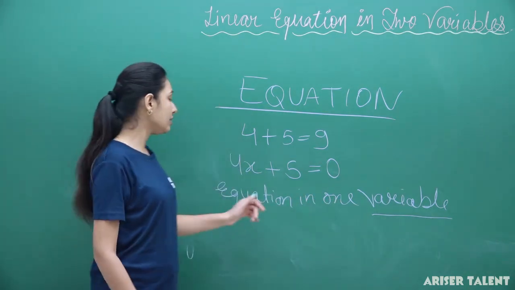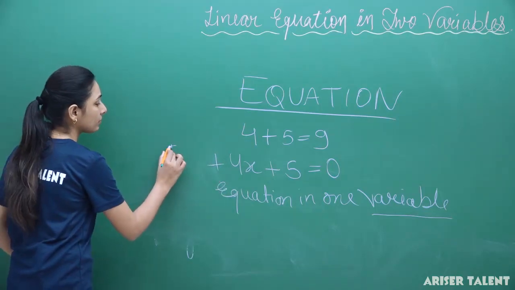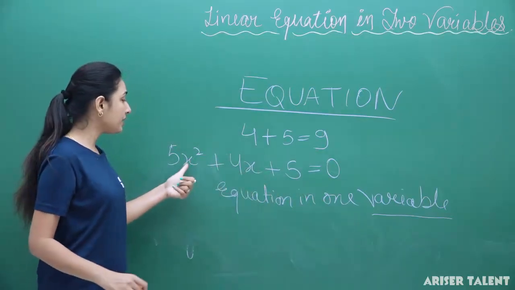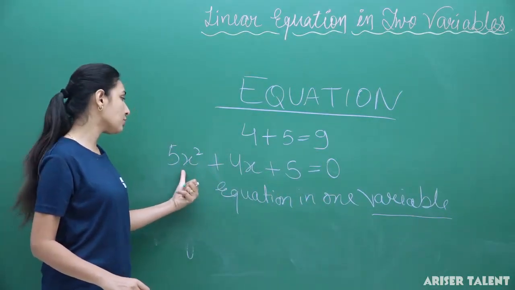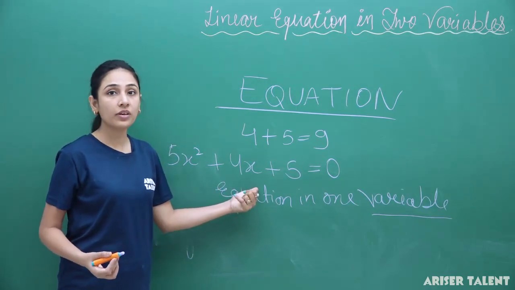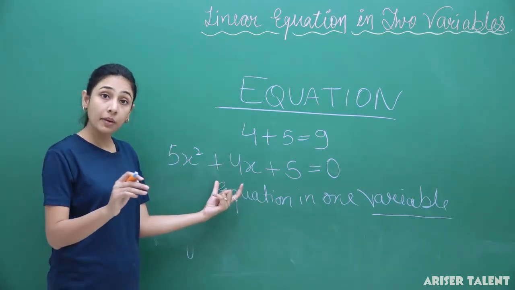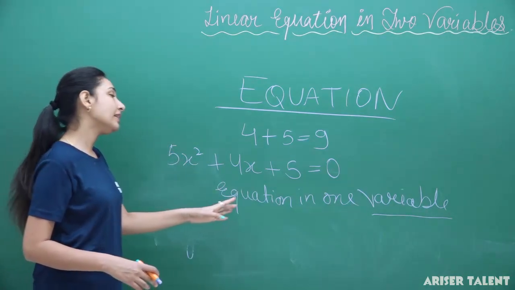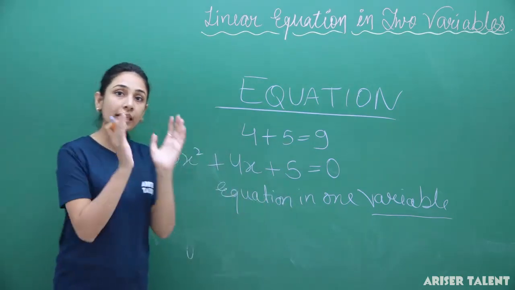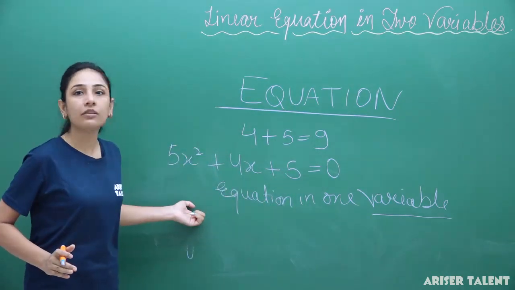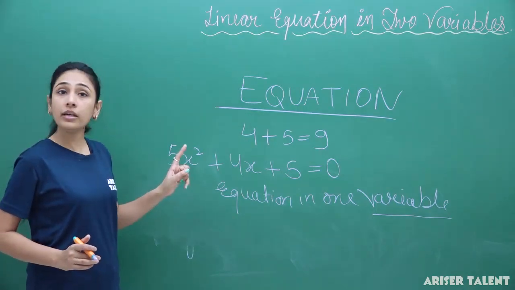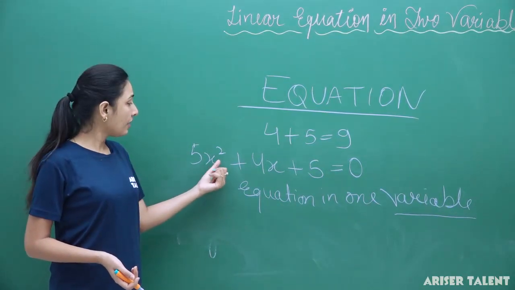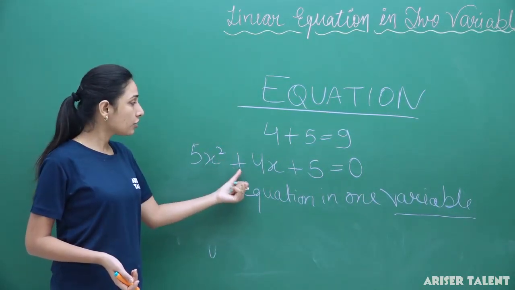Now this equation can be like this also. Again it's only in one variable because x is repeating itself. Here it's in x square form and here it's x to the power 1 form, but x is repeating itself, so the variable is only one. We'll call it an equation in one variable only. It is not a linear equation in one variable in this case, because it has a square. So it's not linear.